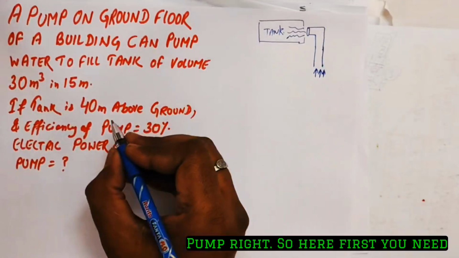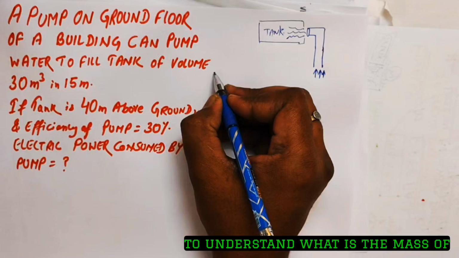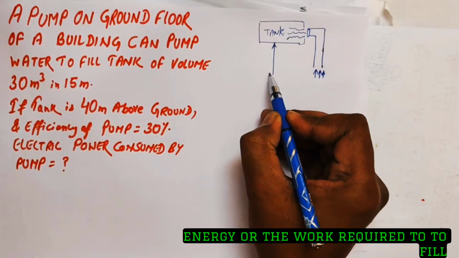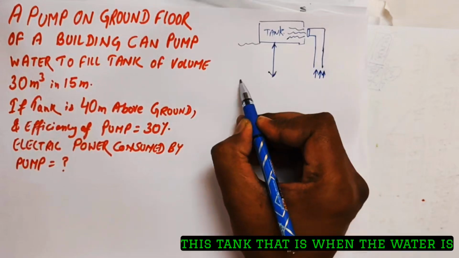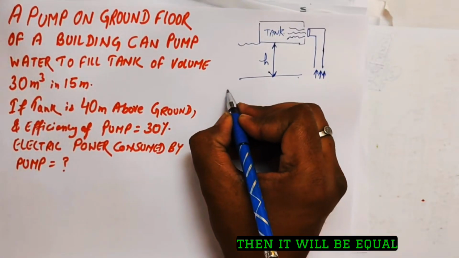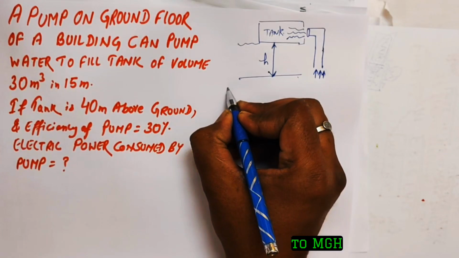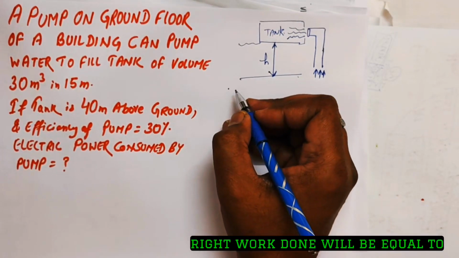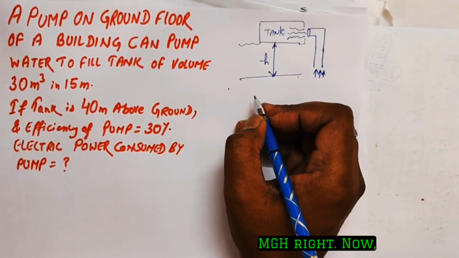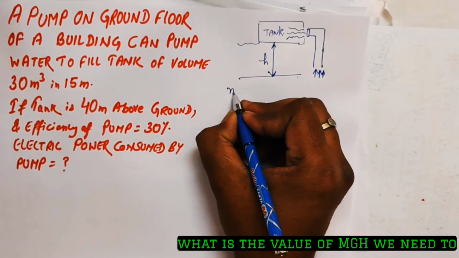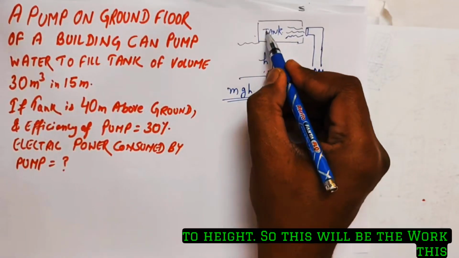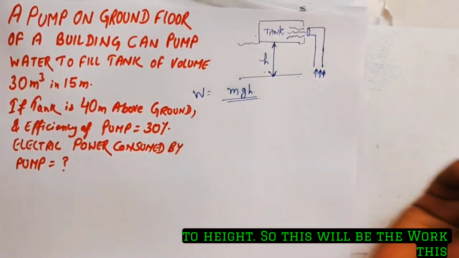So here first you need to understand what is the mass of water, because we will calculate the potential energy, or the energy or the work required to fill this tank. That is, when the water is lifted up to height h, the work done will be equal to mgh, right? Because water is stored up to height h, this will be the work.